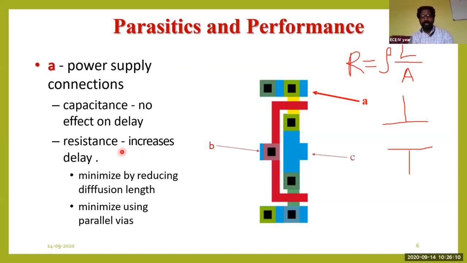Coming to the resistance. If the resistance is increased, meaning the length of this mask is increased, then it definitely increases the delay, because it slows down your entire system. So the signal moves very slowly. That's the main reason why we must take care of the resistance at the power supply rail. How to do that? By minimizing this resistance by reducing the diffusion length.